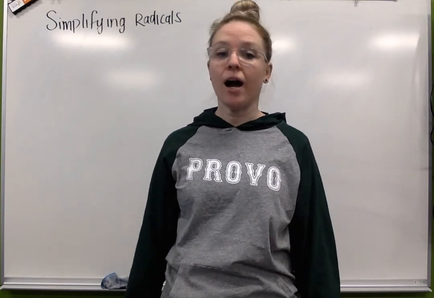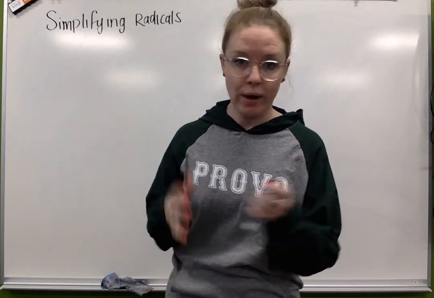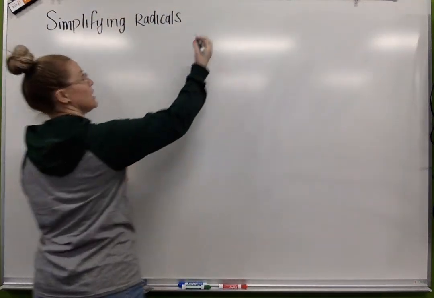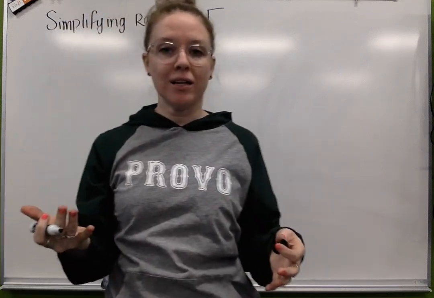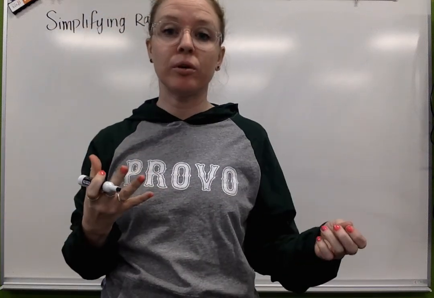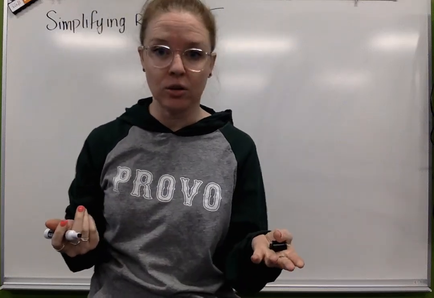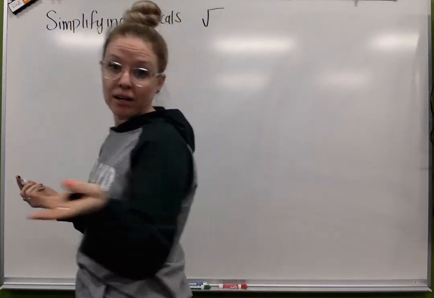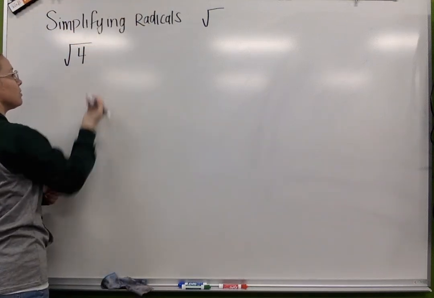For this video, we are going to look into simplifying radicals. A radical is this. Normally we call it a square root. We're taking the square root of a number, but that shape itself is called a radical. So when I say simplifying radicals, we're going to be looking at something like this, the square root of 4.